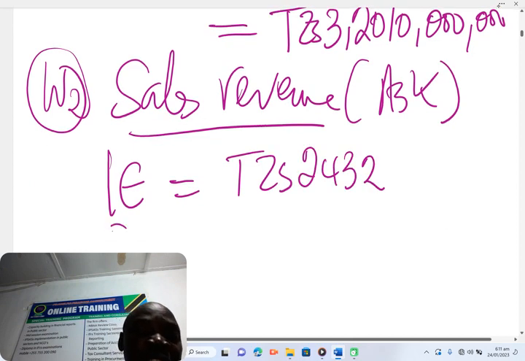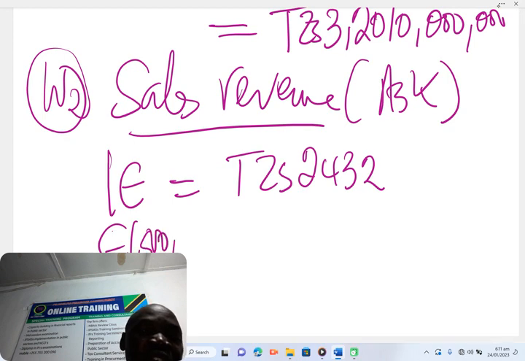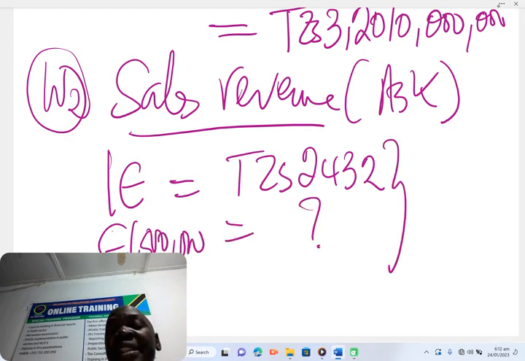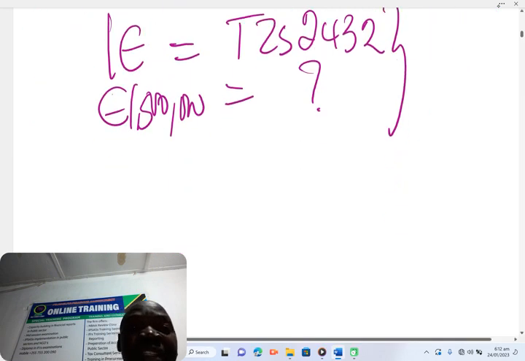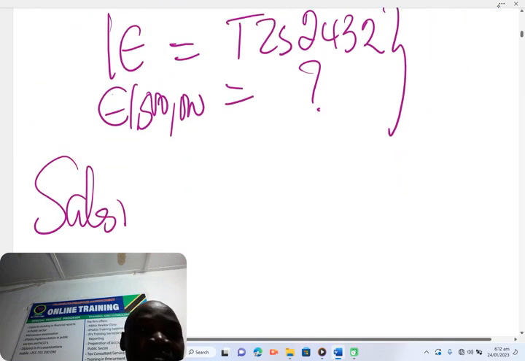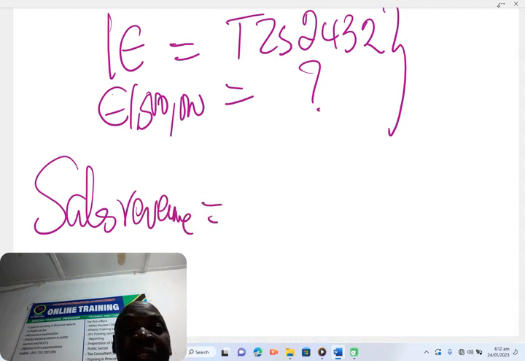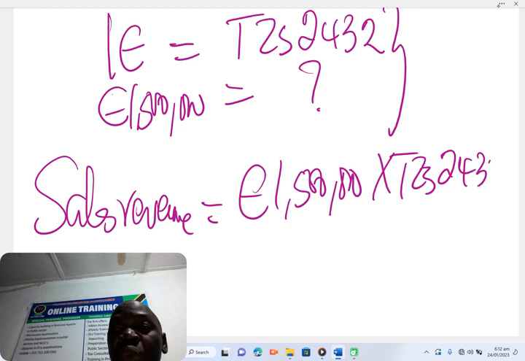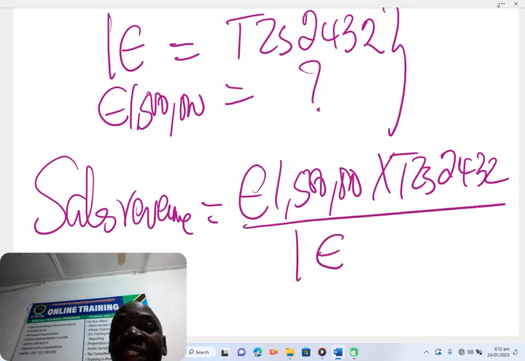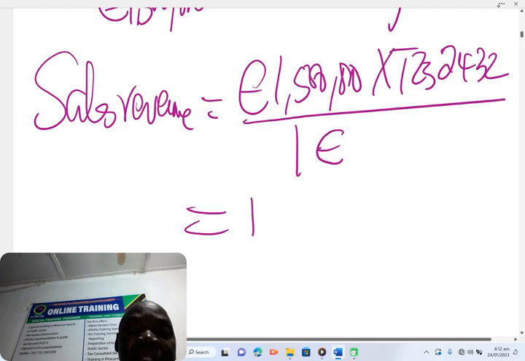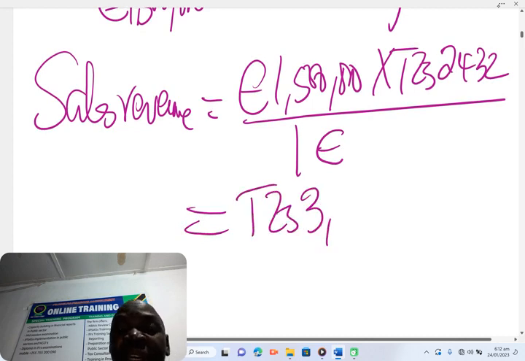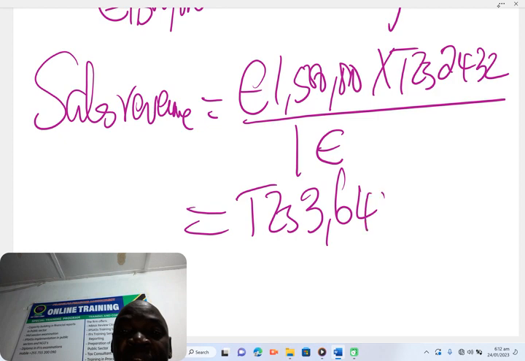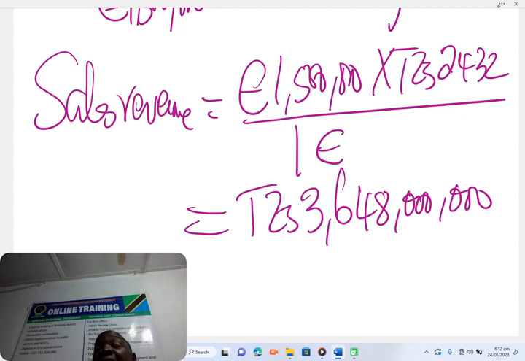So you have sold 1.5 million euro. Then what is the sales revenue? Yes, what's the transaction? So sales revenue is equal to euro times TZS 232 of 1 euro. How much is this? TZS 3 billion, again 48 million. That is the sales revenue.